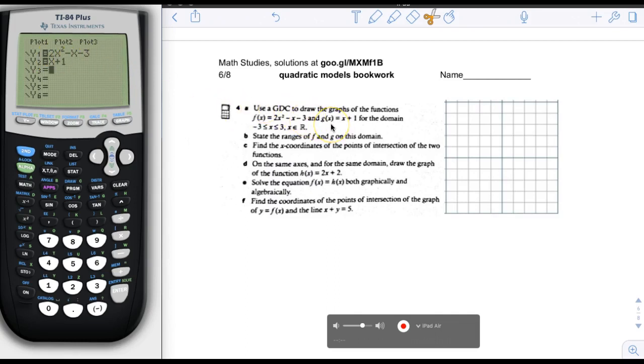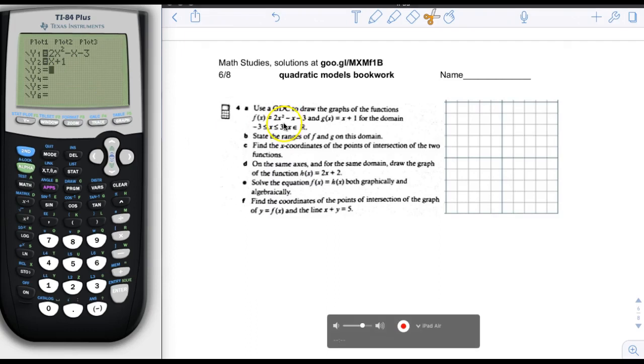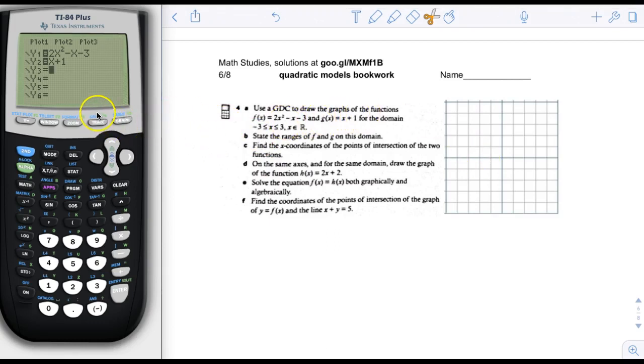And the second function is a line, g of x equals x plus 1. And I put that into y2. And they say they want to do it for the domain of -3 to 3, and we'll work on that later, but if you don't remember what that means right now, that's okay. So first thing it wants us to do is to graph it and to draw on the grid here.